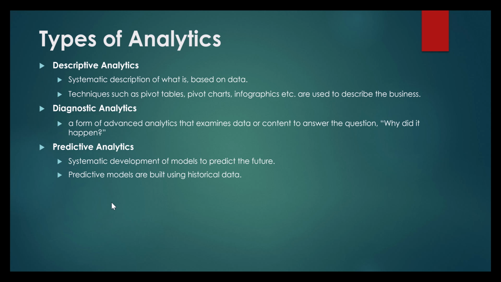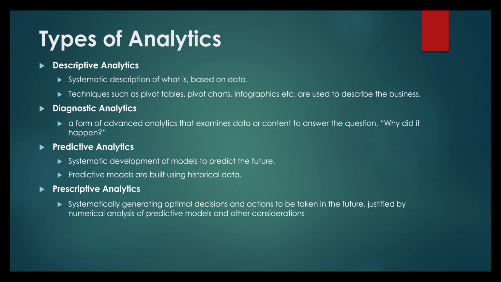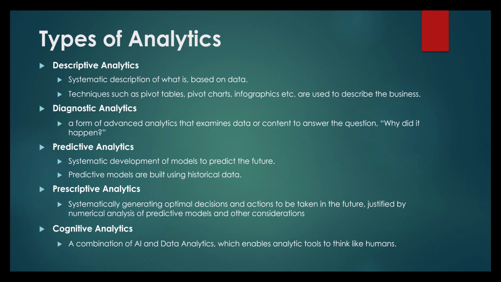Predictive analytics: systematic development of models to predict the future. Predictive models are built using historical data. Prescriptive analytics: systematically generating optimal decisions and actions to be taken in the future, justified by numerical analysis of predictive models and other considerations. Cognitive analytics: a combination of AI and data analytics, which enables analytic tools to think like humans. Now, when analytics first emerged, we talked about three types: descriptive, predictive, and prescriptive. Diagnostic analytics and cognitive analytics are relatively new terms.